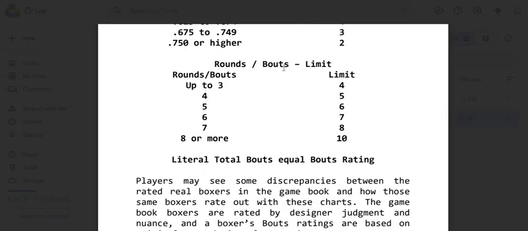Okay, and rounds are very simple. Rounds divided by bouts equals their limit. So up to 3 rounds for a boxer in his career, he'll have a 4 limit. I think Muhammad Ali rates out to about 8.9 or something, so he would fall into the 10 limit. You're going to see a lot of boxers fall into 10. That's okay, especially if you're playing old school 12-round, 15-round championship bouts, that's going to be fine.